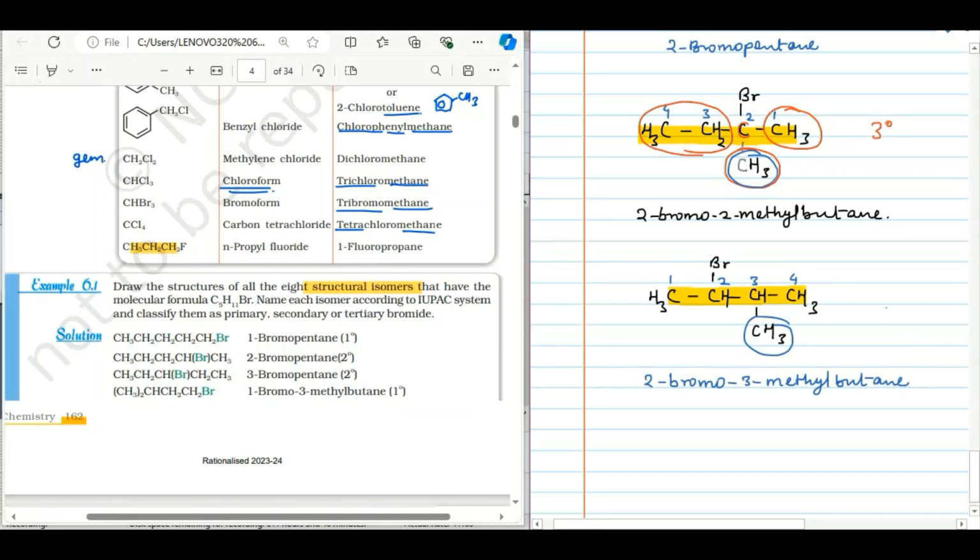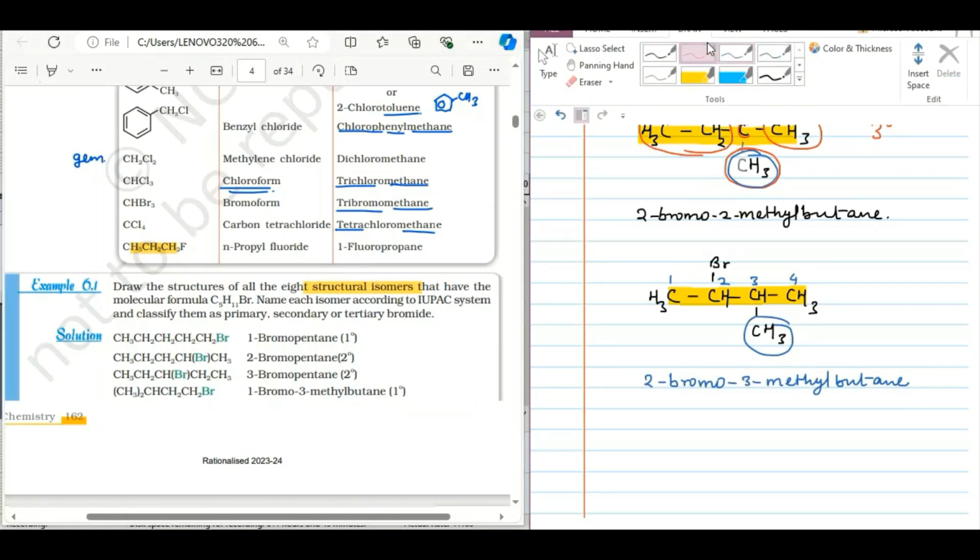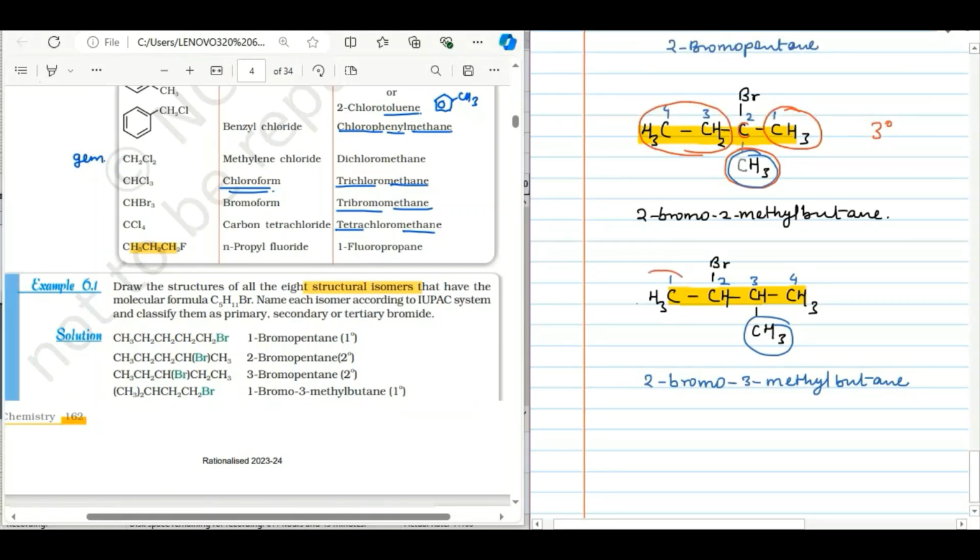Now identify the carbon to which bromine is bonded. As this carbon is bonded to one alkyl group and this is another alkyl group, this haloalkane is a secondary haloalkane as it is bonded to 2 alkyl groups.